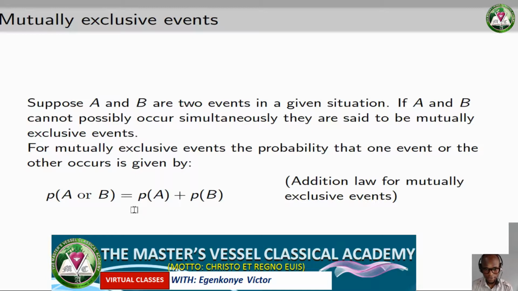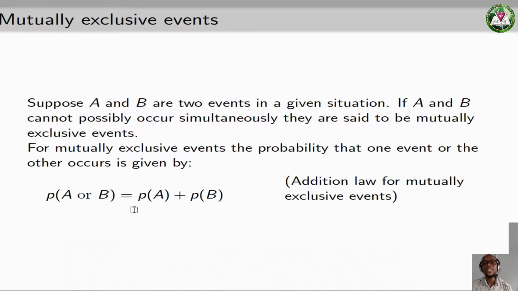Now let's move to another part of probability, which is stated in our objectives: mutually exclusive events. Now, what are mutually exclusive events? Suppose A and B are 2 events in a given situation. If A and B cannot possibly occur simultaneously, they are said to be mutually exclusive events. For example, if I toss a die once, is there any possibility that a 2 will appear and at the same time a 3 will appear? No. So these events cannot possibly occur at the same time. So such events are what we term mutually exclusive events.